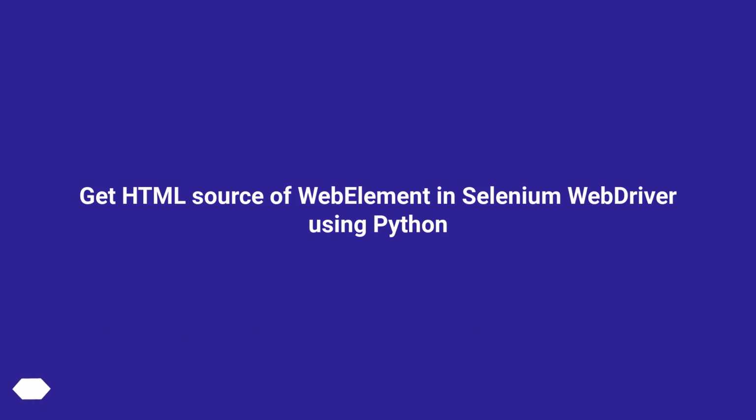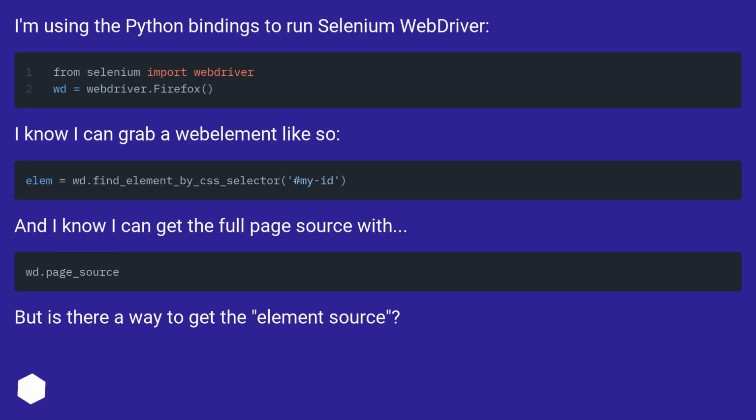Get HTML source of WebElement and Selenium WebDriver using Python. I'm using the Python bindings to run Selenium WebDriver. I know I can grab a WebElement like so. And I know I can get the full page source with. But is there a way to get the element source?